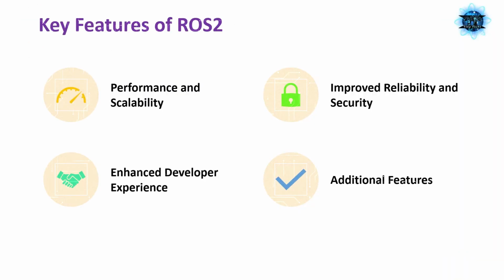So coming to the key features of ROS2, here I listed the top four key features of ROS2. The first one is performance and scalability. Second one is improved reliability and security. Third one is enhanced developer experience. Fourth one, additional features we are going to discuss.